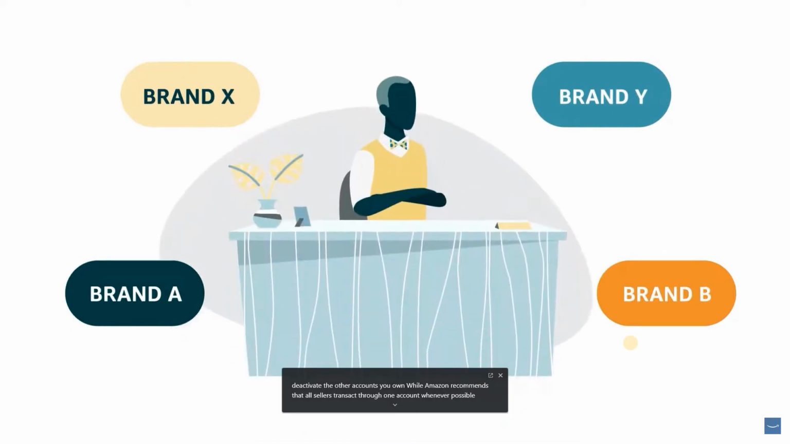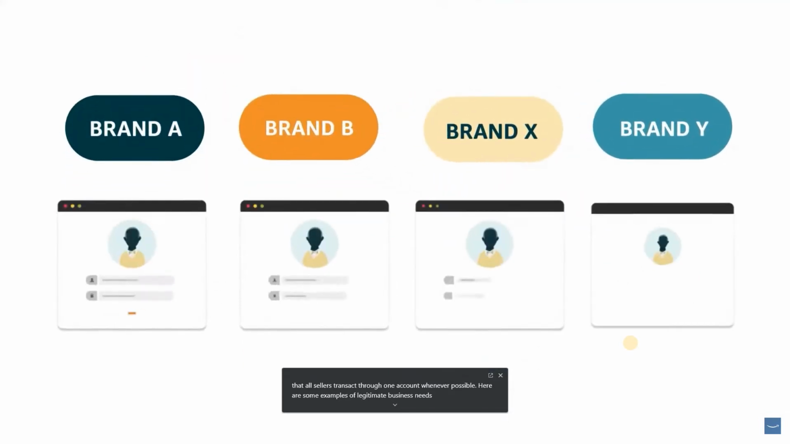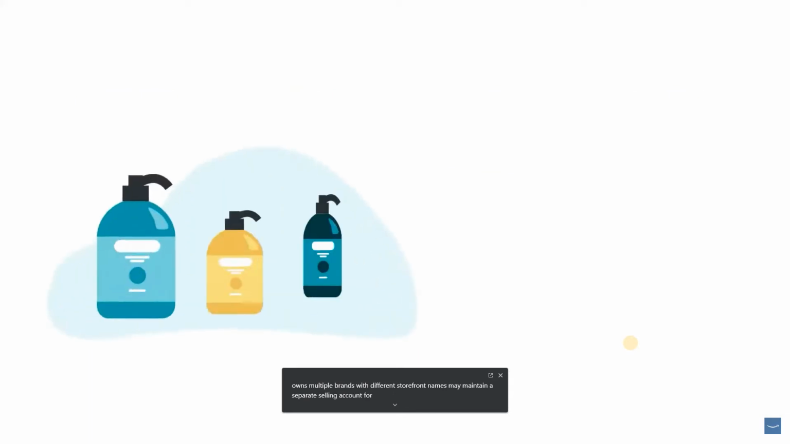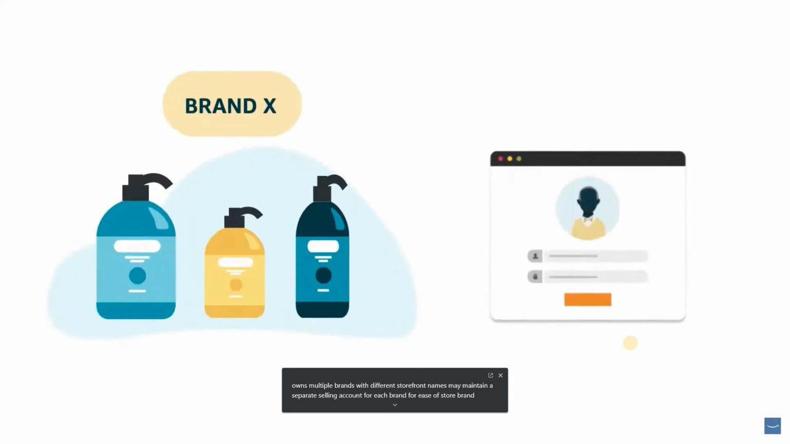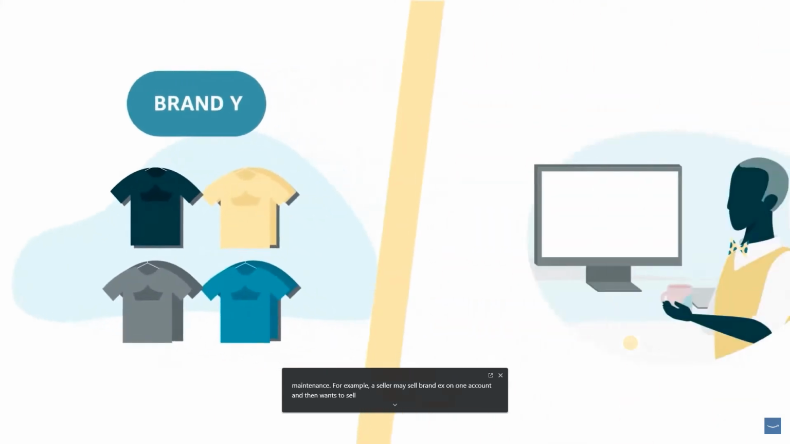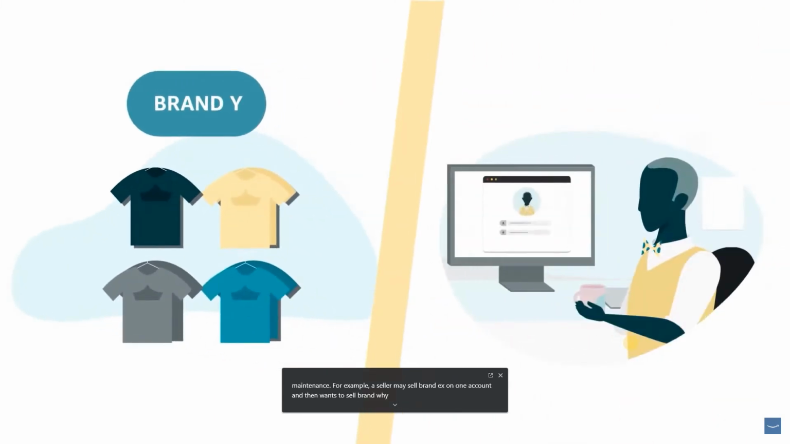1. A seller who owns multiple brands with different storefront names may maintain a separate selling account for each brand for ease of store brand maintenance. For example, a seller may sell brand X on one account and then wants to sell brand Y. If the seller needs to, they can open a new account to do so.